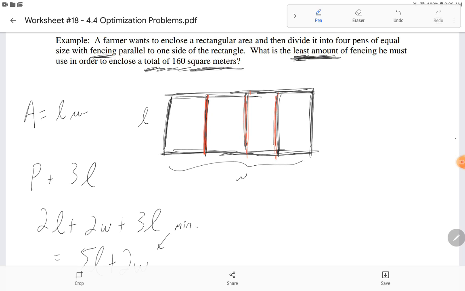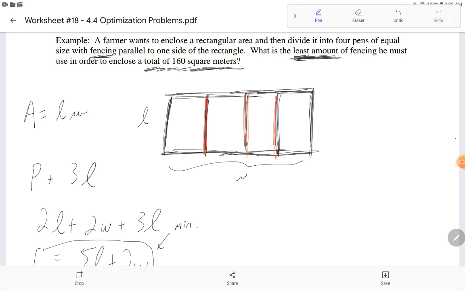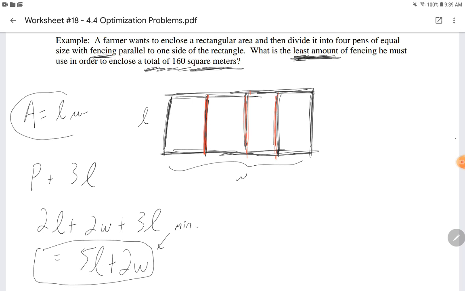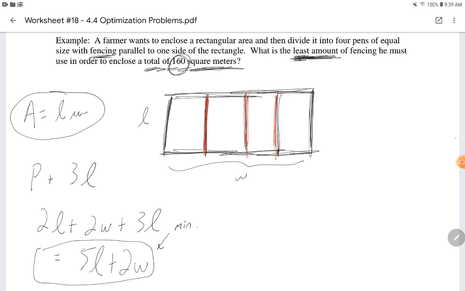It's hard to derive with respect to two variables. We don't know how to derive with respect to 2 variables. So since we're trying to minimize this second one right here, we have to use this first one to help us rewrite one of the variables, right? Do we know what the total area is going to be? Yeah, they say it in the problem, 160 square meters.